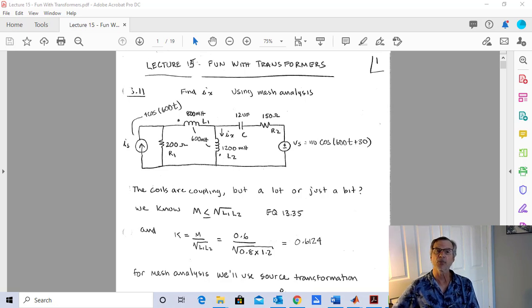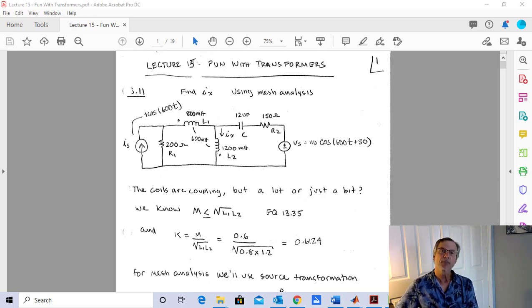If you want a nice little review of ideal transformers and impedance matching, go to lecture 14A. It's a supplemental lecture that I did that actually has a really cool problem in it. So in this lecture, you're going to get two examples of coupled coils, and we're going to use the dots on the coils, and we're going to use dependent sources and those polarities, and we're going to sort that all out and solve those problems.